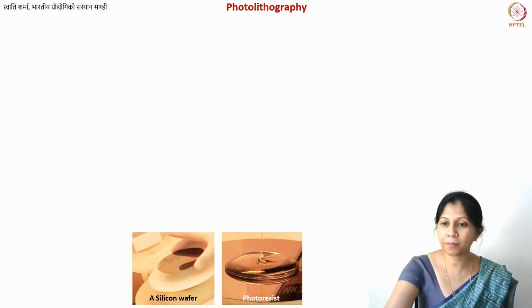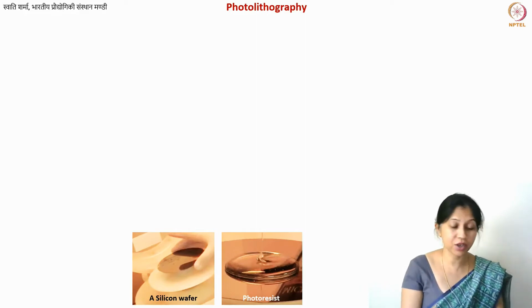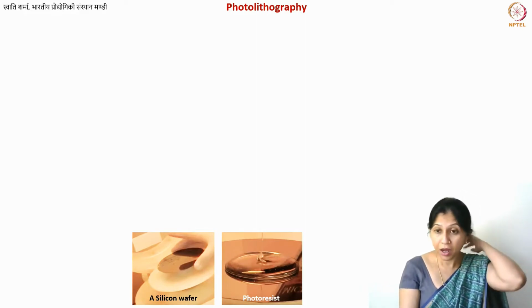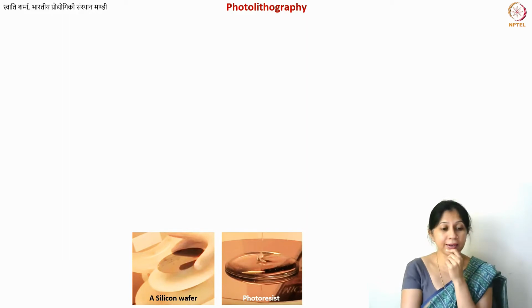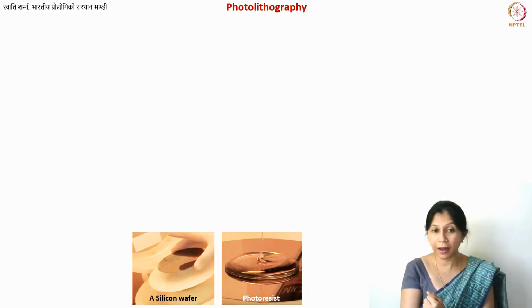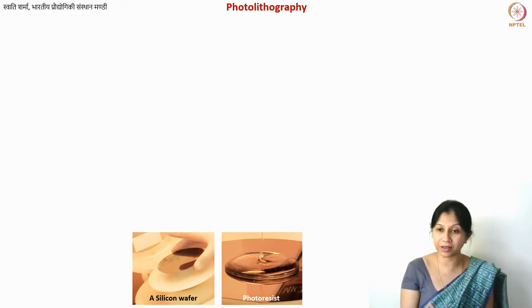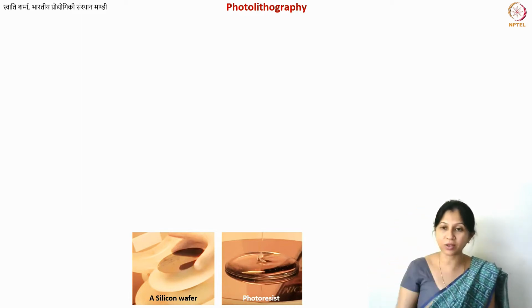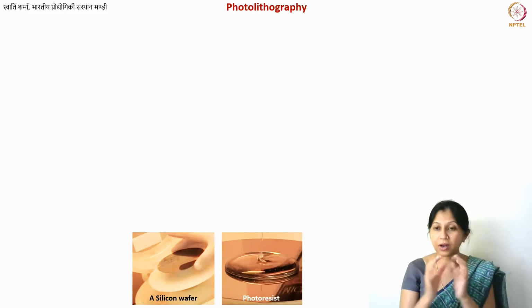Hi, so this is the continuation of our previous lecture on photolithography. I had mentioned that we use silicon wafers for photolithography, and we also talked about photoresist. So here are two images. The first one shows the silicon wafer. This thin circular object is your silicon wafer, and someone is placing it on top of a vacuum chuck, which is basically the vacuum holder of your spin coater.